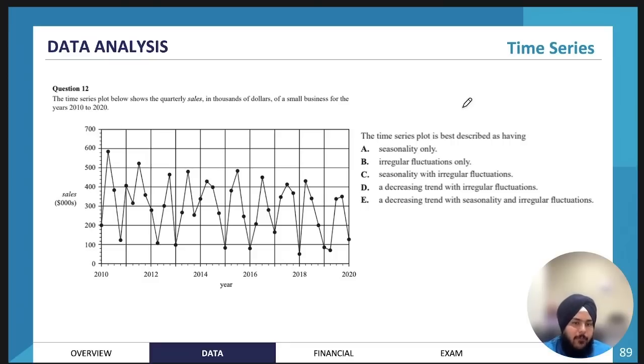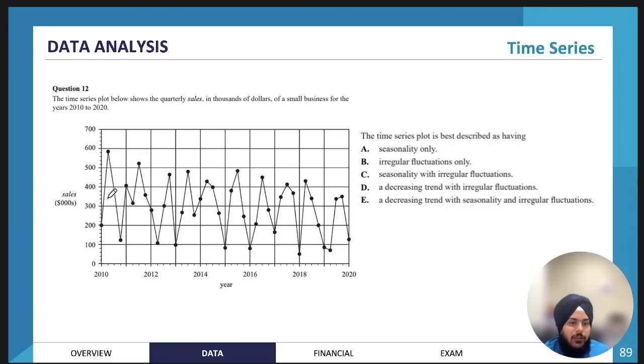Before we move on to the financial section, we'll just look at this particular question. Here we're asked to determine what the pattern is. What we can see is a pattern where we're going up and down, and up and then down, and up and down every single year. So that immediately looks like a seasonality pattern.